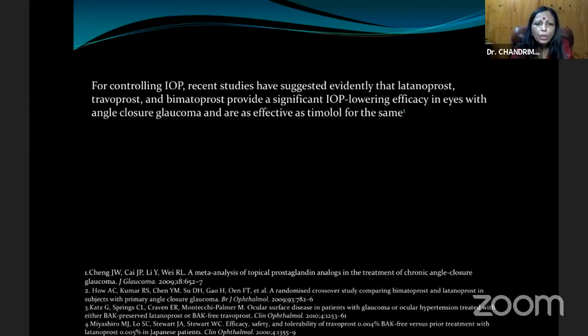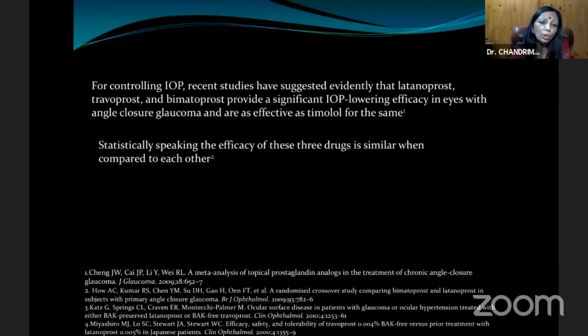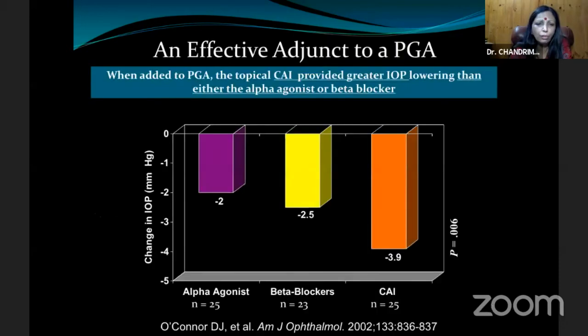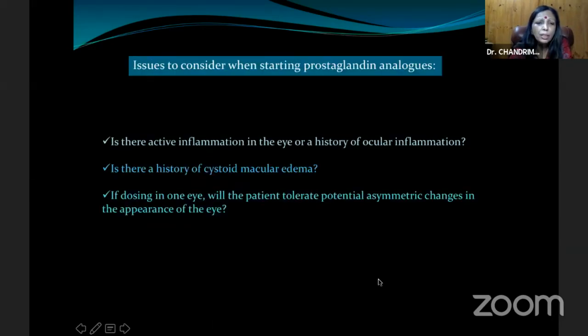So for controlling IOP, recent studies have suggested that latanoprost, travoprost, and bimatoprost provide significant IOP lowering in eyes with angle closure glaucoma and are as effective as timolol. Statistically speaking, the efficacy of these three drugs is similar to each other. And recently, we have the BAK-free or preservative-free versions of latanoprost, travoprost, and tafluprost. They are very effective when used along with alpha agonists, beta blockers, or carbonic anhydrase inhibitors.